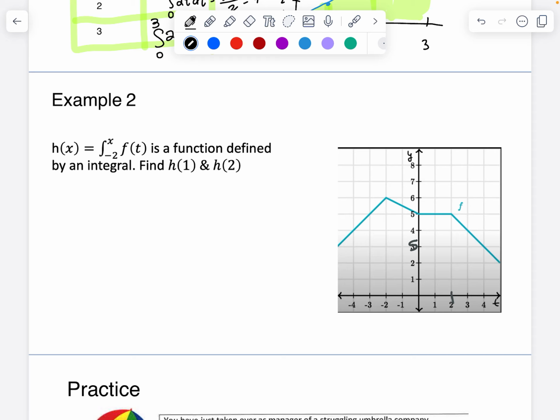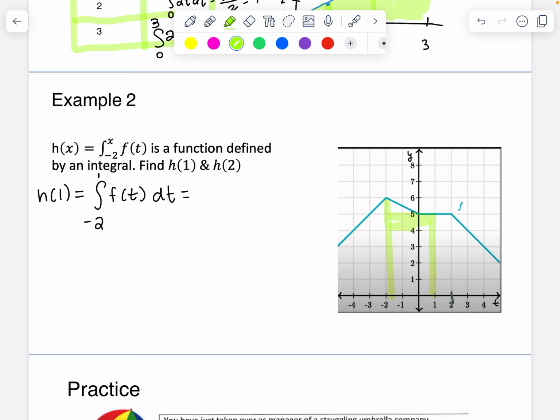Find h of 1 and h of 2. So to do that, I'll start with h of 1. So h of 1 is going to equal the integral from -2 to 1 of f of t dt. I'm replacing the x with a 1, and this should have had a dt with it. So I'm going to find the area between -2 and 1.